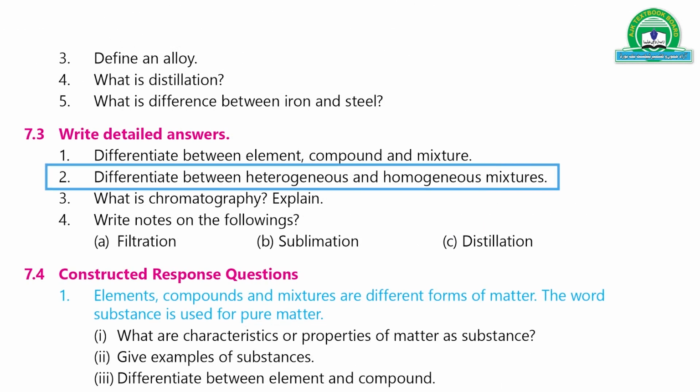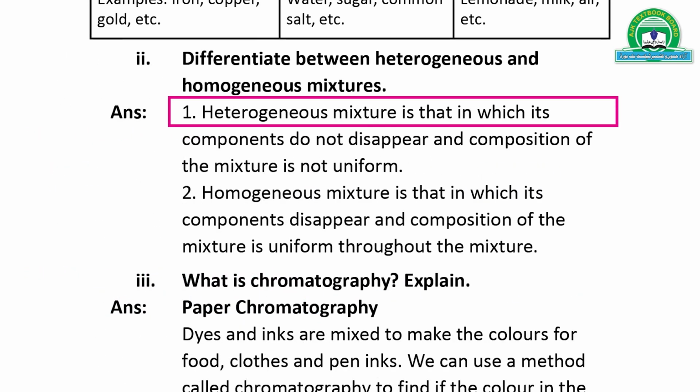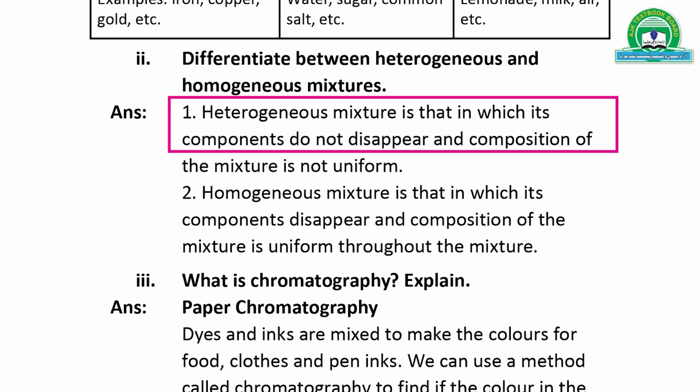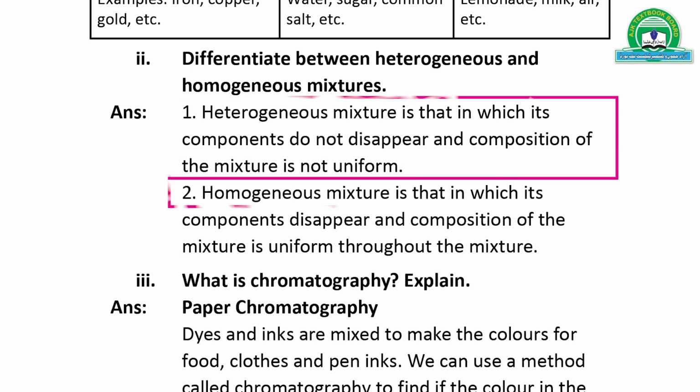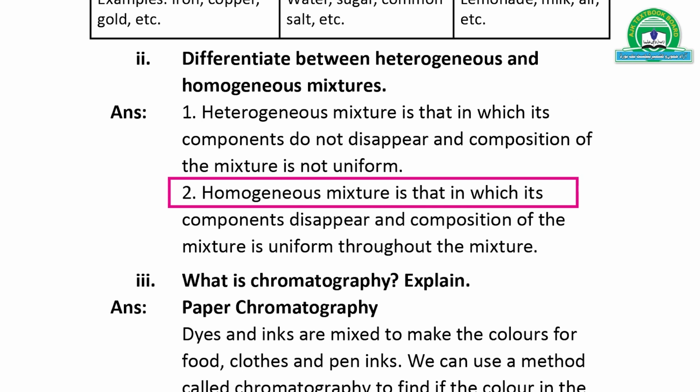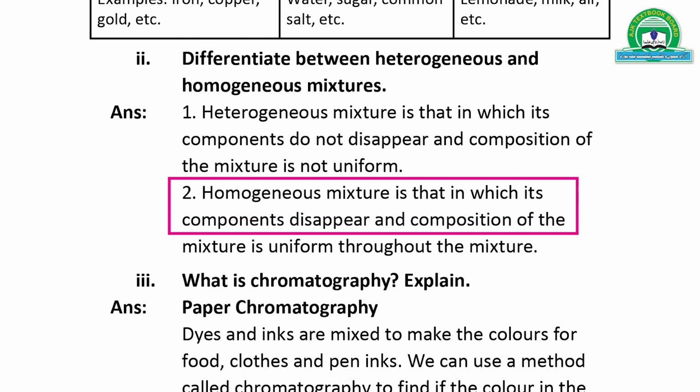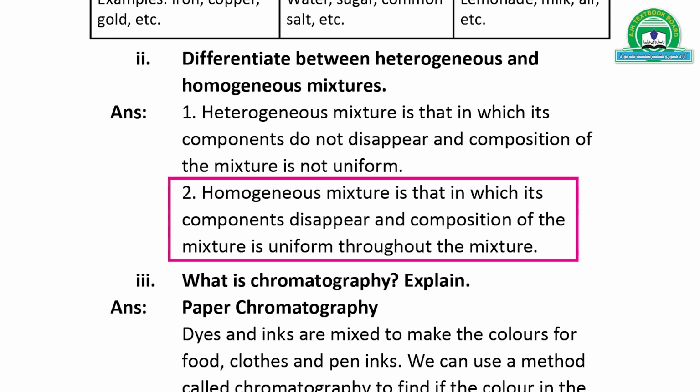Now differentiate between heterogeneous and homogeneous mixture. A heterogeneous mixture is one in which its components do not disappear and the composition of the mixture is not uniform. A homogeneous mixture is one in which its components disappear and the composition of the mixture is uniform throughout.